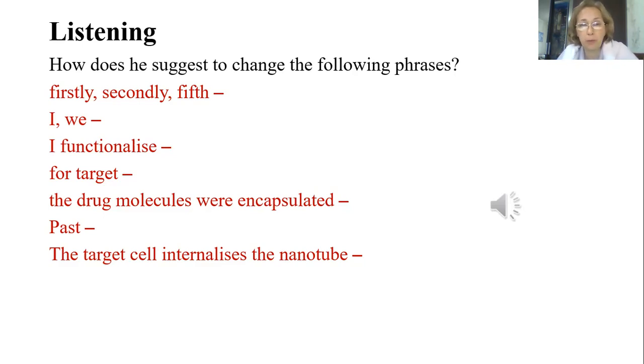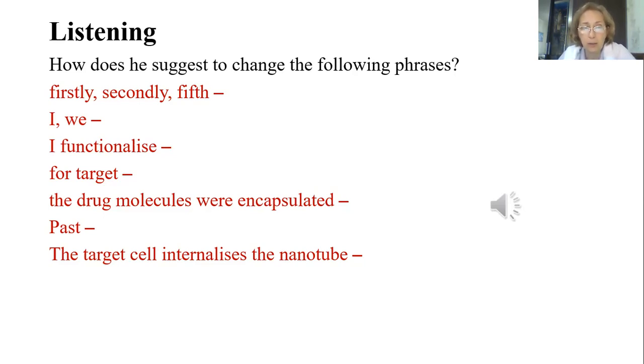What about this? The drug molecules were encapsulated. So he suggests to use present simple tense instead of past. Not past, but present. What was the reason? Because she's describing a process. Is it a specific or general process? General. While describing some general process, it's better to use present, not past.